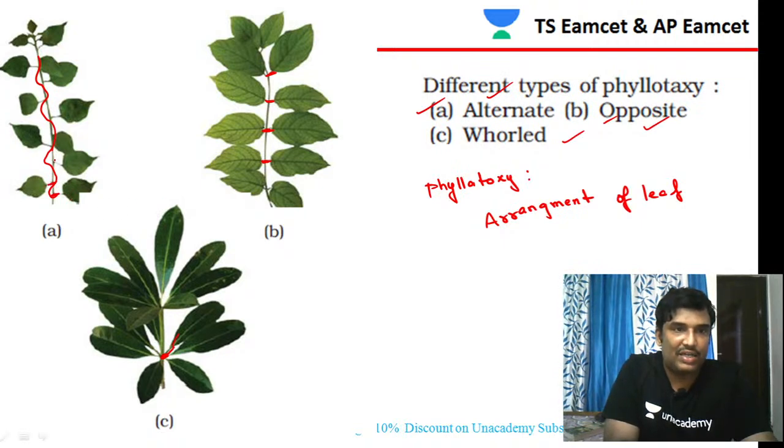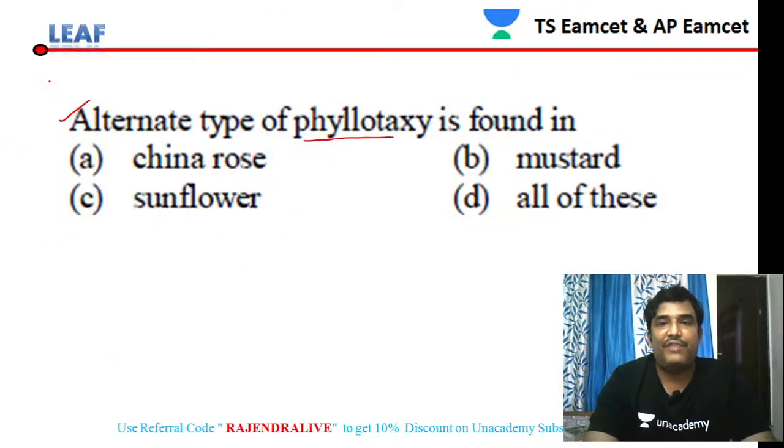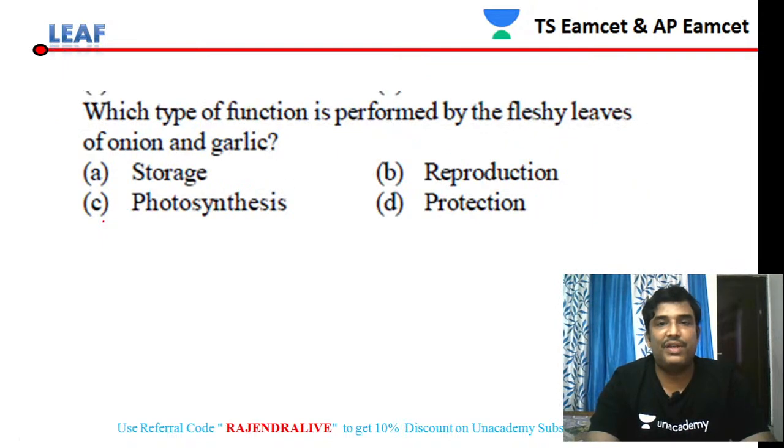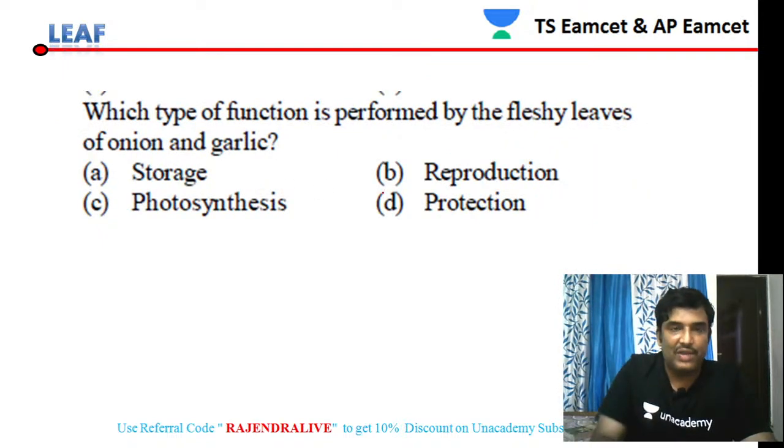So this is an alternate type of phyllotaxy. Here is the best example of alternate phyllotaxy. You can find alternate phyllotaxy in the hibiscus. In the case of the China rose, you can find alternate phyllotaxy. So hibiscus is the best example of alternate phyllotaxy. Okay, so that is about phyllotaxy.